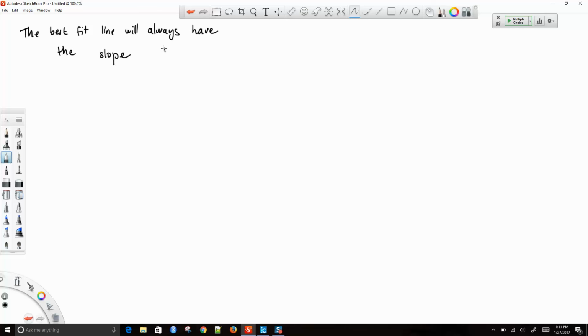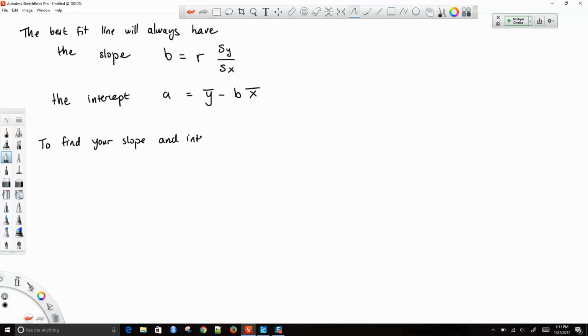Okay, so the symbol for slope is b, and the slope will always be r times sy over sx. Okay, and the intercept, a, will always be y bar minus b times x bar. Okay. So to find your slope and intercept, you need 5 statistics.